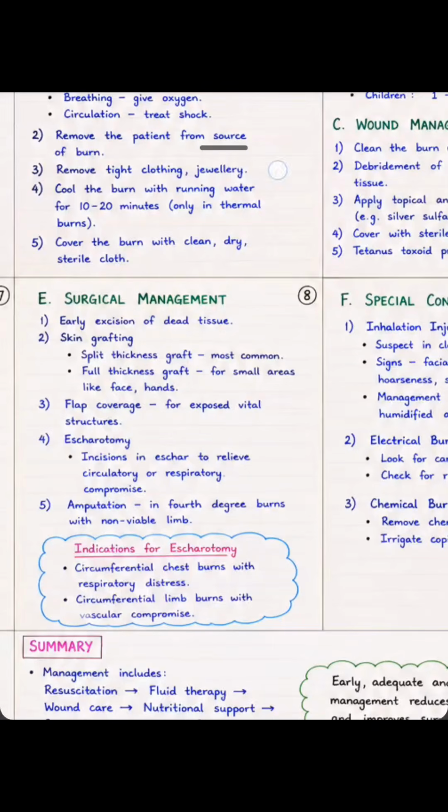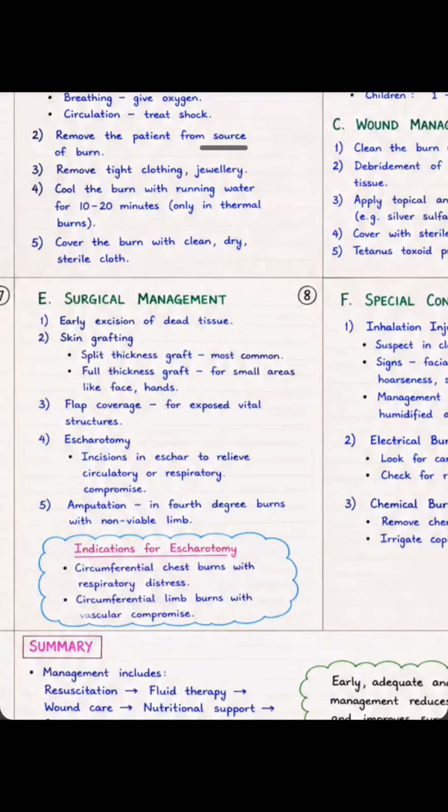Early excision of dead tissue. Dead tissue can be removed early. Skin grafting, next is skin grafting. Split thickness graft is most common, and full thickness graft is used for smaller areas such as the face. Flap coverage, flaps are used when we need coverage of exposed vital structures.